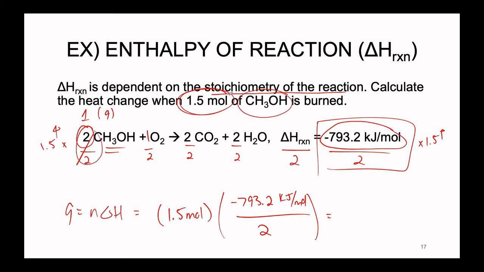All right, so at the end of the day, we're going to be taking our 1.5 times negative 793.2, dividing it by 2. Our moles are going to cancel out, giving us a final value of negative 594.9 kilojoules.